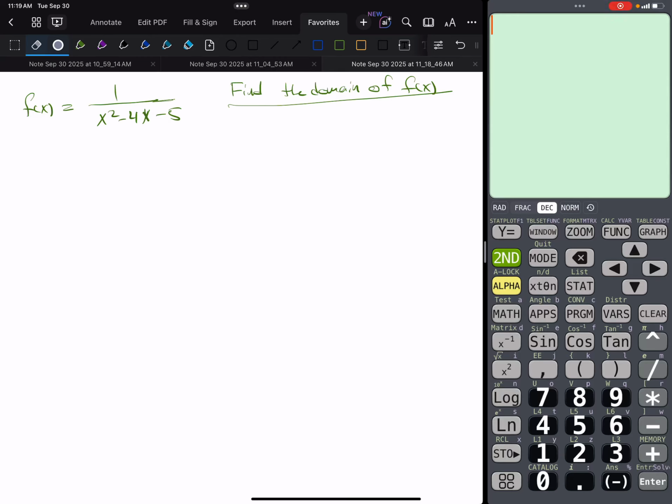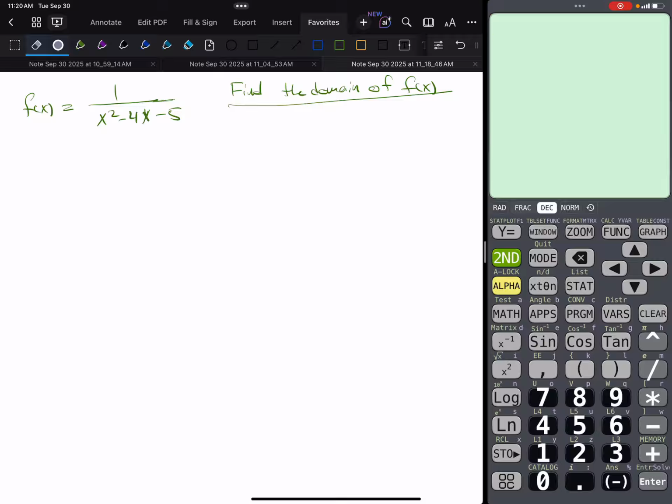Okay, I want to find the domain of f of x. F of x is a function, and the domain would be the input values to the function, or the set of allowable input values to the function. And so they're the x's, the x values that work, that give me an answer.